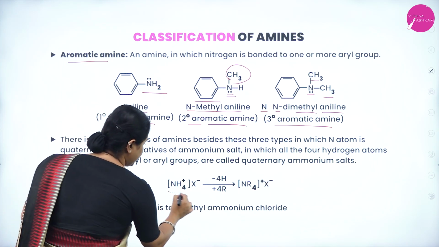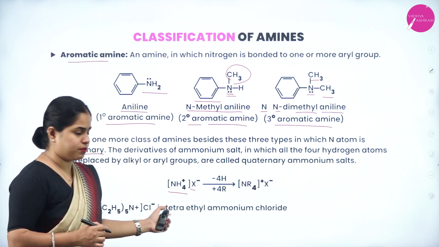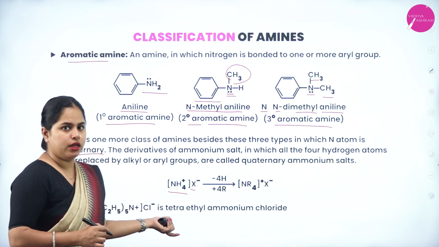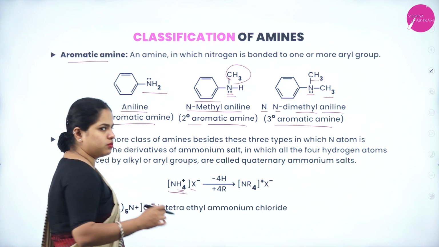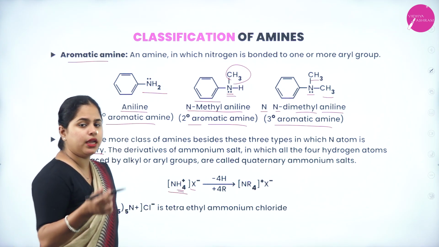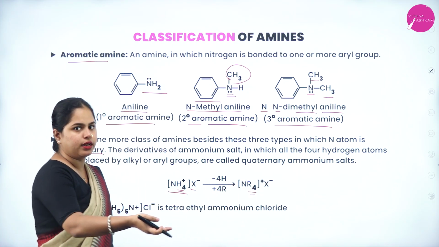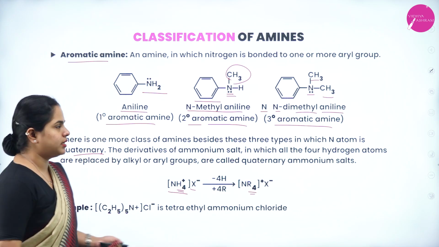You can see NH4+ and X-, wherein all these hydrogen atoms... So this is not ammonia, this is a salt of ammonium. This is ammonium, right? Ammonium salt it is. So here you can see four hydrogen atoms. All of these four hydrogen atoms can be replaced by alkyl or aryl groups. So you'll get NR4+, right? That is called a quaternary structure. I hope that is clear.